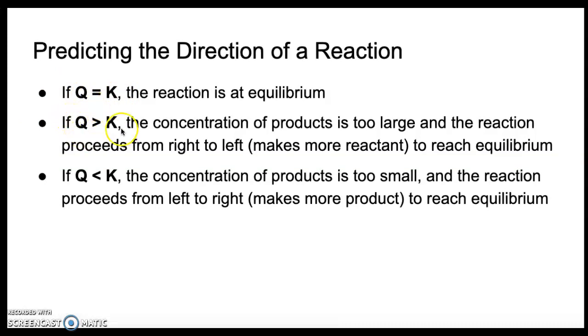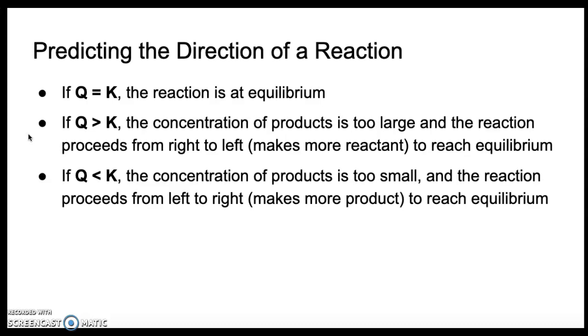If Q is greater than K, so if you plug in your values and Q is a bigger number than K, then that means that there's too much of the products and that the reaction is going to proceed from right to left. So it's going to go from product to make more reactant to get to equilibrium. If Q is less than K, that tells us that there are not enough products and too much of the reactants. So the reaction is going to go from left to right. So the reactants are going to form more product until they get to equilibrium.